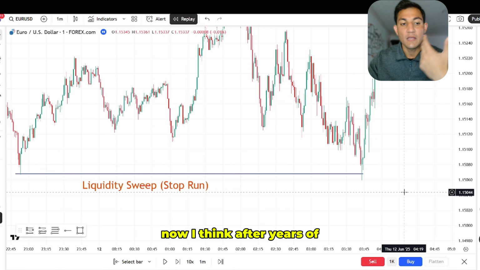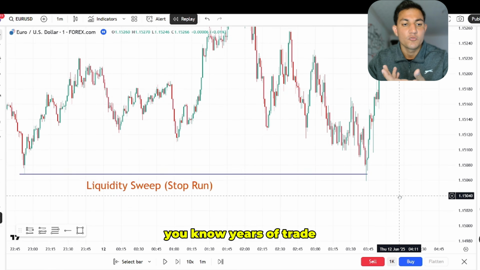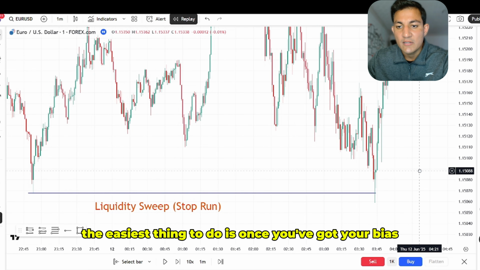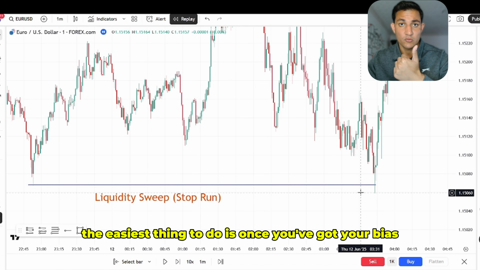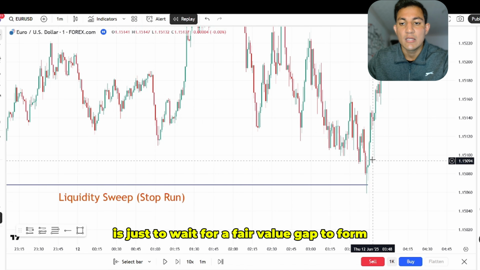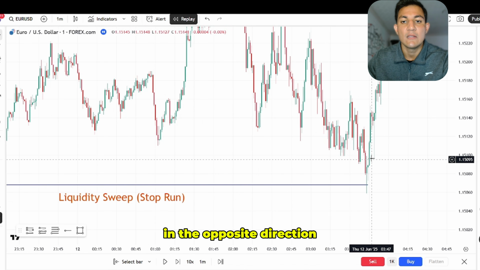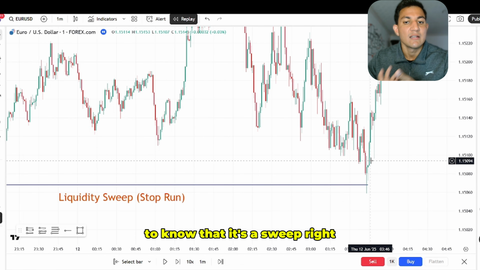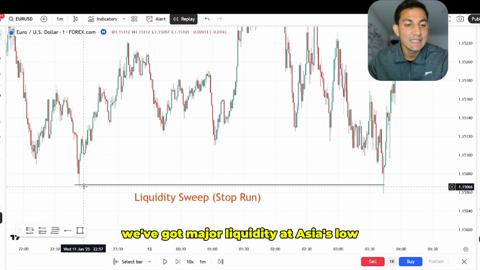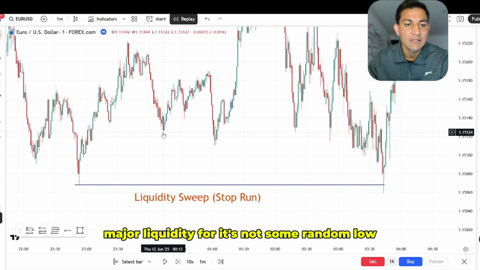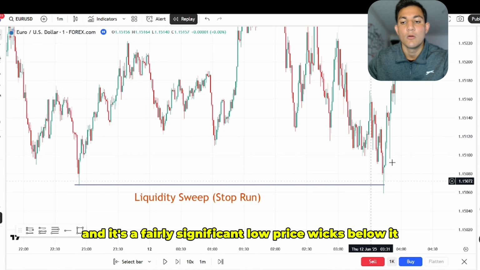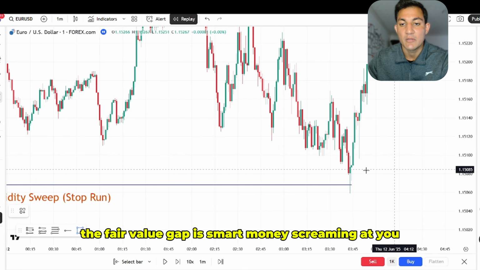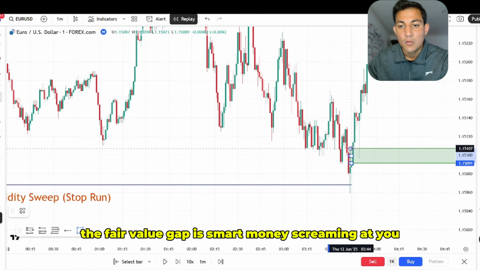Now, I think after years of trading, 5 years of trading, more than that at this point, the easiest thing to do, once you've got your bias, once you've got your sweep, is just to wait for a fair value gap to form in the opposite direction. That right there is the easiest way to know that it's a sweep, right? We've got major liquidity at Asia's low, major liquidity pool. It's not some random low, and it's a fairly significant low. Price wicks below it, it shoots off, it leaves a fair value gap. The fair value gap is smart money screaming at you that this is their entry.